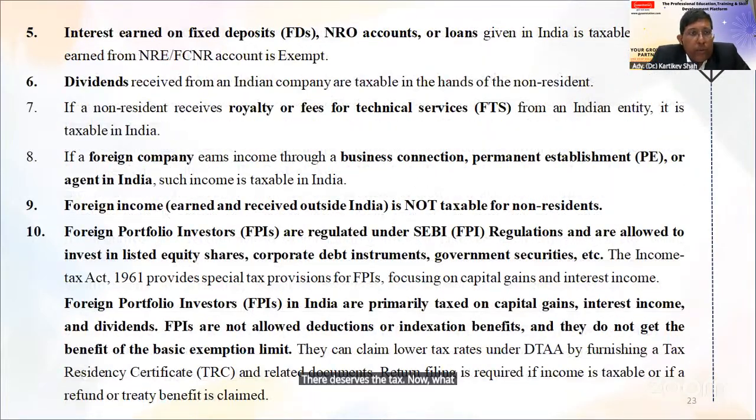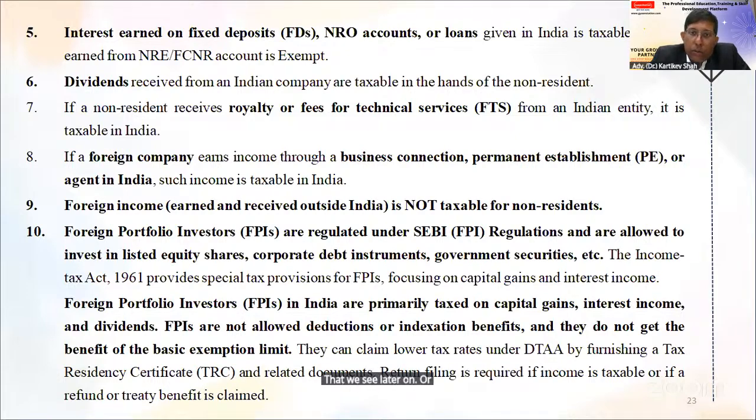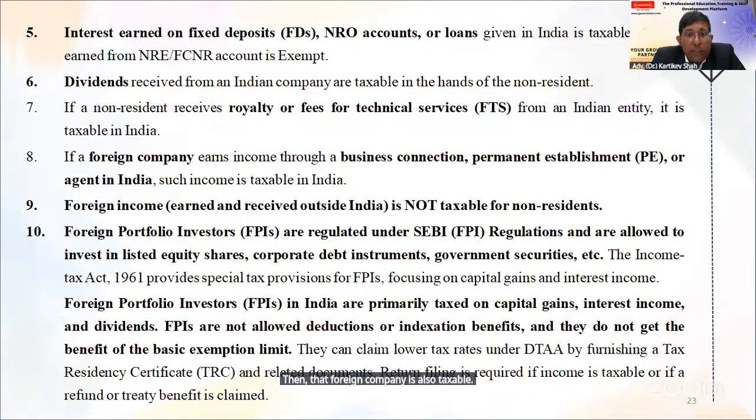Now, what are the other incomes for the non-resident? Interest earned on any fixed deposits, NRO accounts that we will see later on, or any loans. Any interest income is taxable. Interest from NRE and FCNR is exempt. Dividend received from an Indian company is taxable. Royalty or fees for technical services. If any foreign company earns anything in connection with a permanent establishment in India or through an agent, then that foreign company is also taxable as far as its earning of income is concerned.